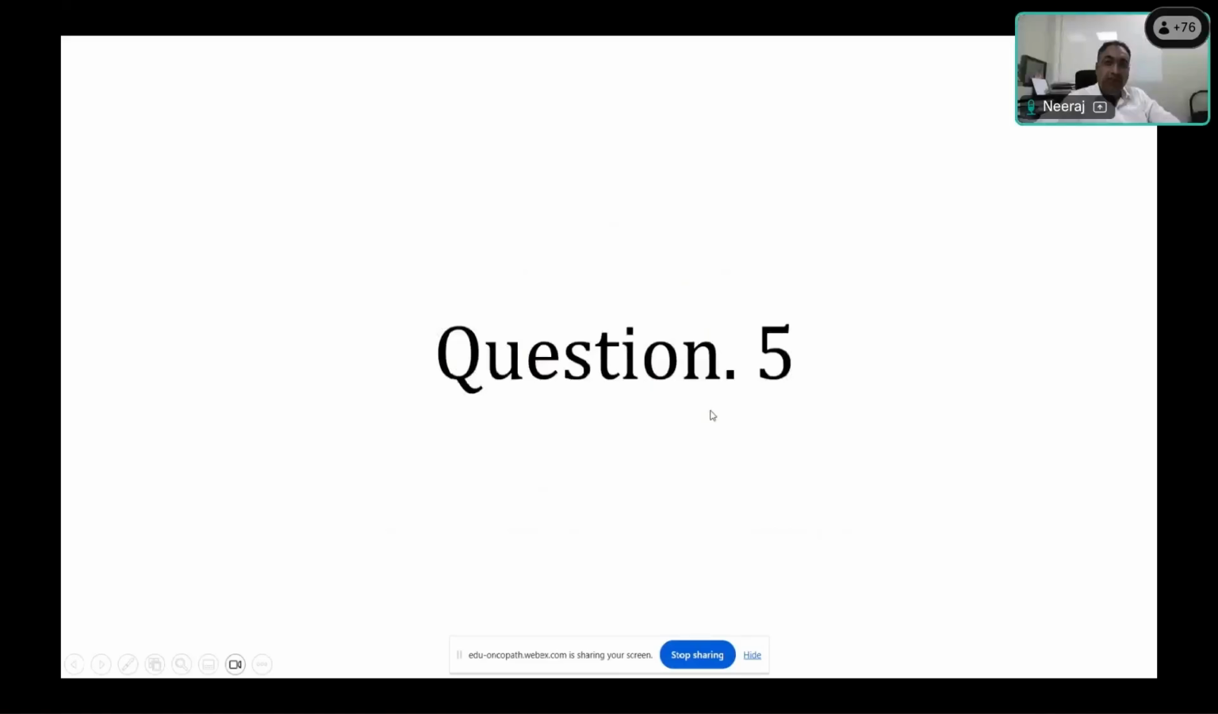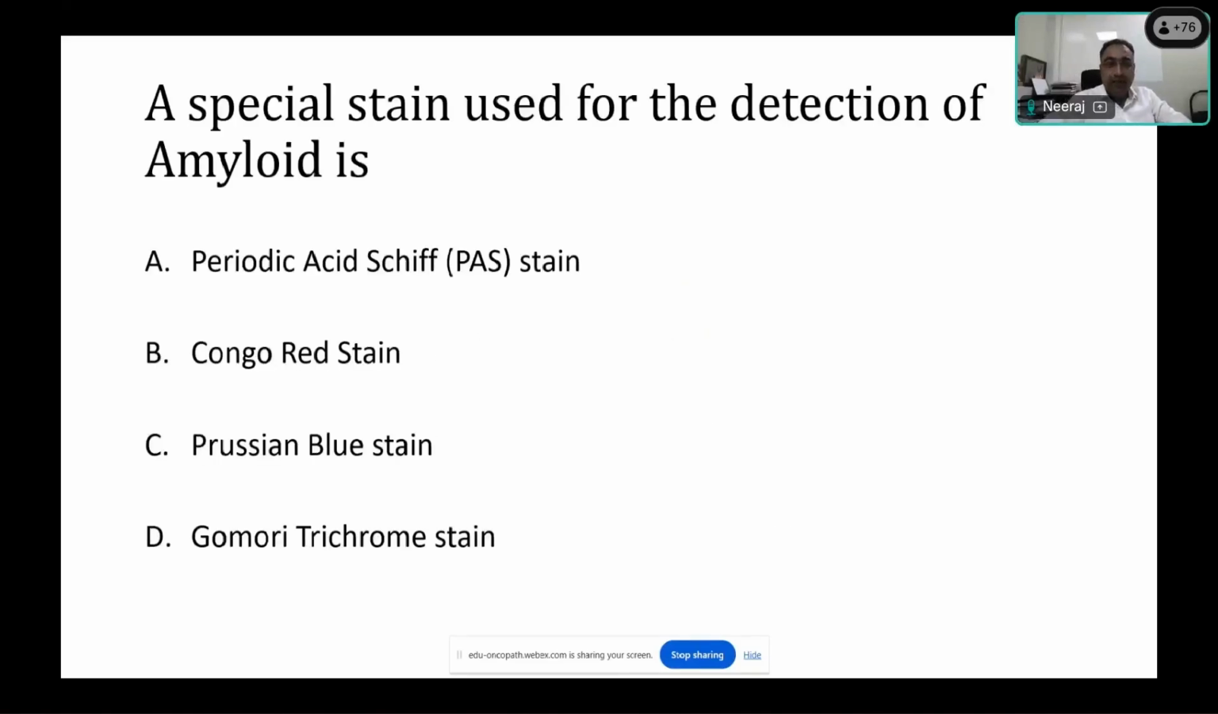So moving to the fifth question, would anyone like to answer that? A special stain used for the detection of amyloid. Congo red. Yeah, Congo red is the commonly used stain that we use for detection of amyloid.